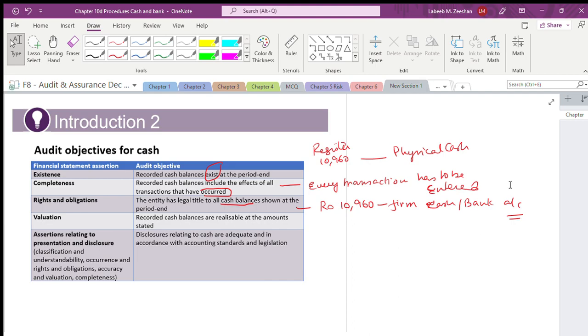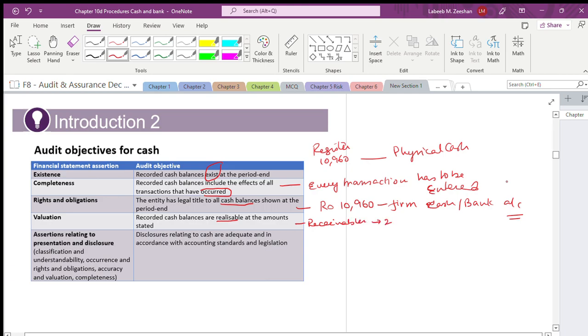Valuation: recorded cash balances are realizable at the amount stated. Now you see the thing. You are talking in terms of receivables. Assume receivables is 2,500. This receivable is valued, and it is going to be received, subject to the condition. Whatever we have recorded has to be realized. That is why we are talking about valuation.